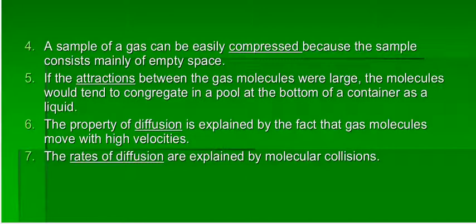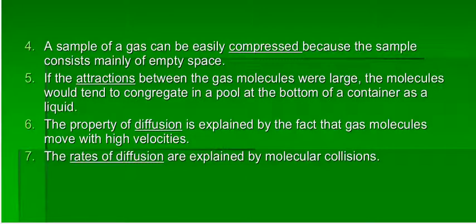A sample of gas can be compressed because the sample consists mainly of empty space. Again, those molecules take up very little space. They are point masses. And so gases can be compressed. If the intermolecular attractions between gas molecules were large, they would congregate in a pool at the bottom of a container as a liquid. And so we know that there are very few intermolecular attractions between gas molecules.